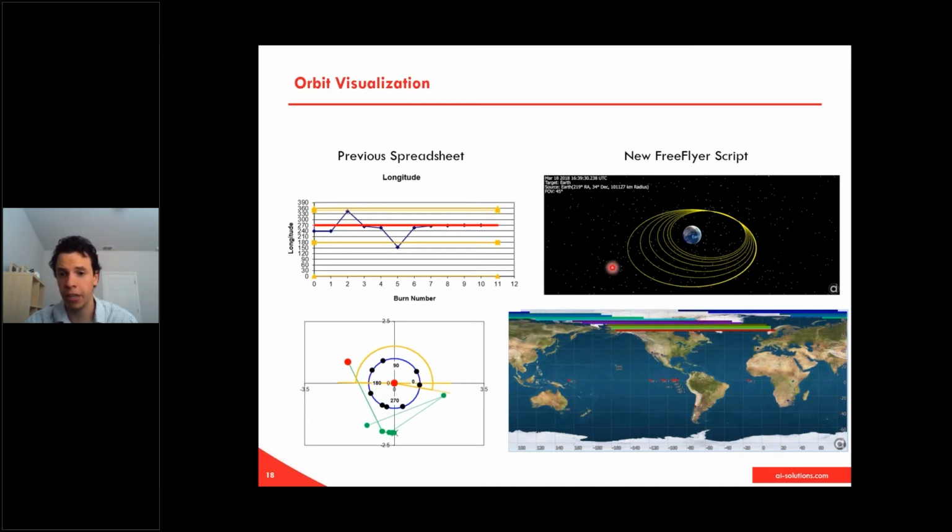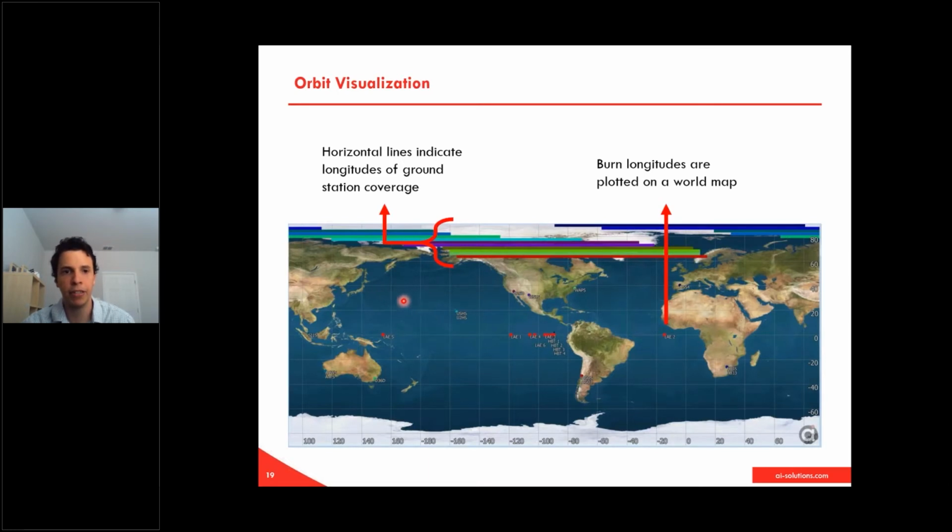We can see the whole evolution of the orbit in a 3D environment. We can compare, rather than this simplified plot with the longitudes, we can visualize actually where those burn longitudes lie on a world map. You can also generate plots like this, but after having better ways of visualizing, we realized we didn't even need this type of plot. Here is a better explanation of the world map view.